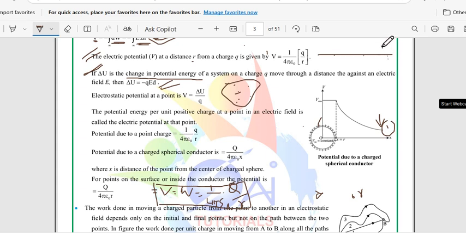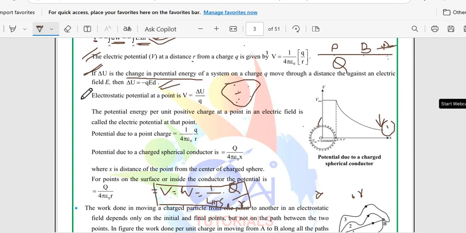Suppose at point A there is a point charge Q1, and at B a point charge Q2, and suppose you consider a point charge capital Q. So the change in potential energy of a system on a charge Q moving through a distance d against an electric field, then the change in potential energy will become minus Q into Ed. Okay, minus Q into Ed.